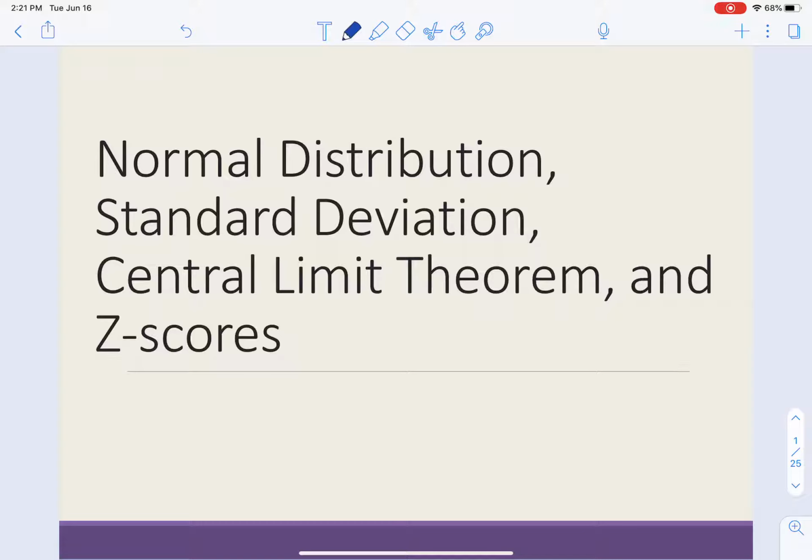Today we're going to be talking about, at least in this series of videos, the normal distribution, standard deviation, the central limit theorem, and z-scores. We're a bit familiar with the normal distribution by now, right? That is just the bell-shaped, symmetric distribution. But we're able to define some characteristics about it a little bit more in this video.